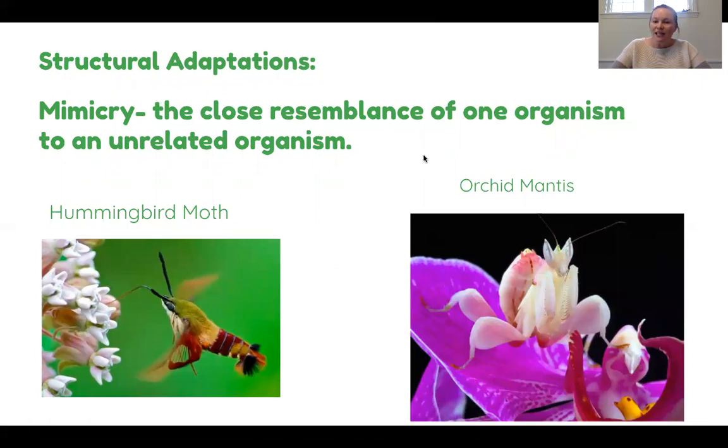Another example is this creature here. It is called an orchid mantis. At first glance, this insect appears to be a beautiful flower. It is mimicking an orchid's color and shape. However, when we look closer, we will notice that it is actually a mantis waiting to eat other insects that it preys upon.